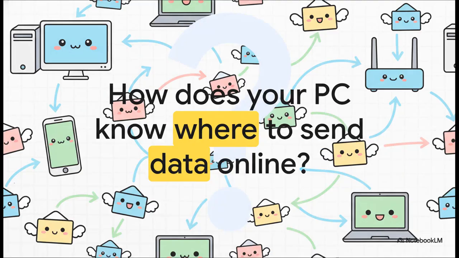So let's start with a big question. When you go to a website, your computer is sending data out onto this massive global network with billions of other devices. How on earth does it make sure that data gets to the exact right place and not somewhere completely random? Well, that's the question we're going to answer.